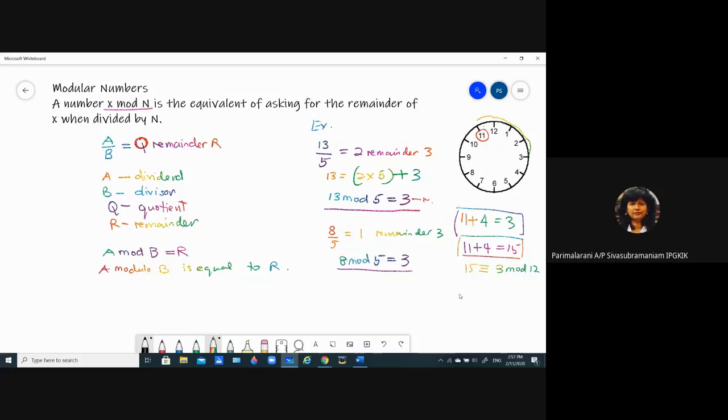So when you reach here, it is 1 mod 12. 1 divided by 12 gives you a remainder of 1. 2 divided by 12 gives you a remainder of 2. So 3 mod 12 is 3, 4 mod 12 is 4, 5 mod 12, 6 mod 12, 7 mod 12, 8 mod 12, 9 mod 12, 10 mod 12, 11 mod 12. 12 divided by 12 has a remainder of how much?